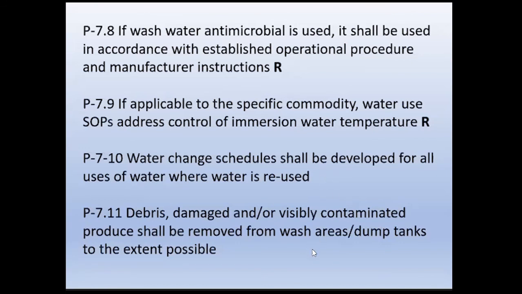And to finish up, P 7.11, debris, damaged, and or visibly contaminated produce shall be removed from wash areas and dump tanks to the extent possible. So again, it would be nice in your main plan to have SOPs that reflect this need to remove that extra material, and the auditor will look for observable compliance.